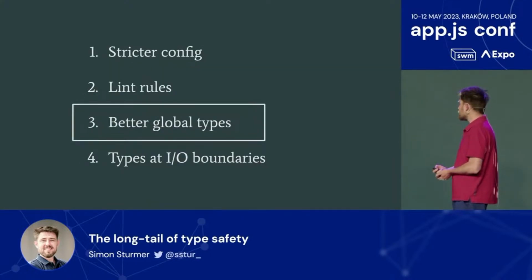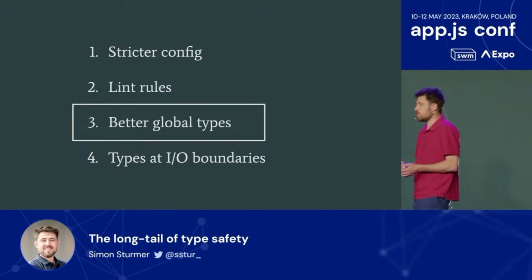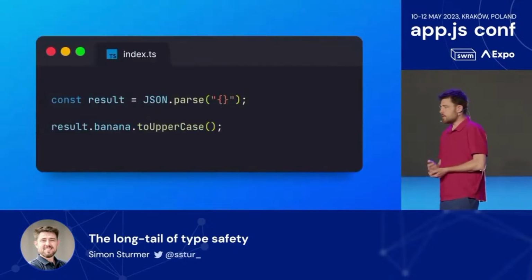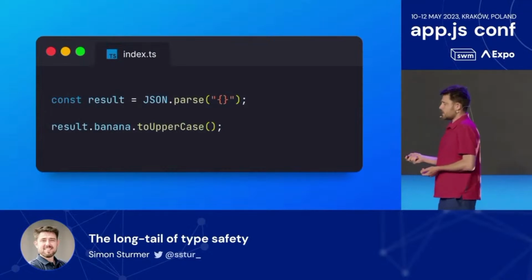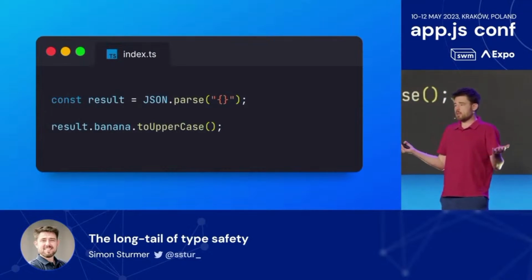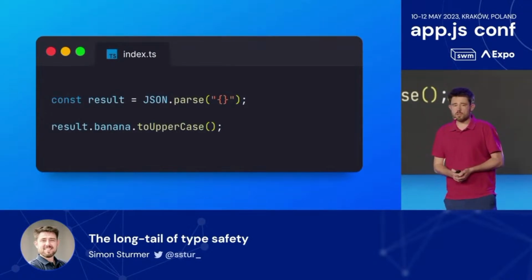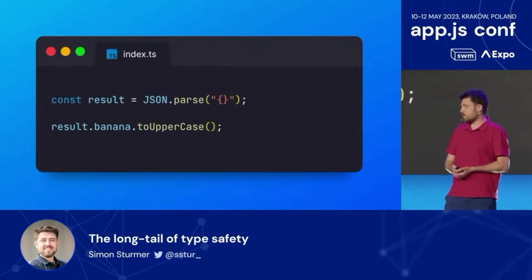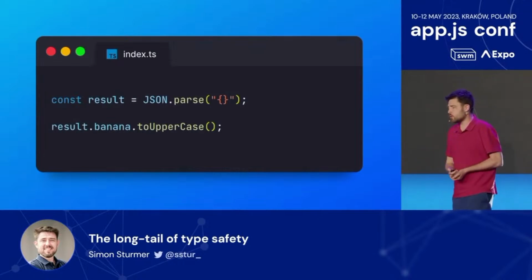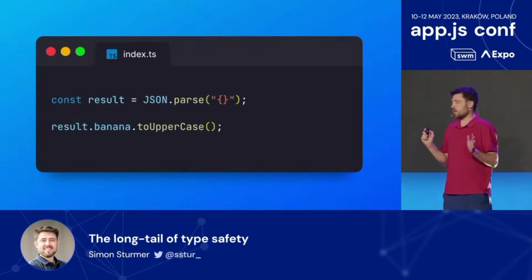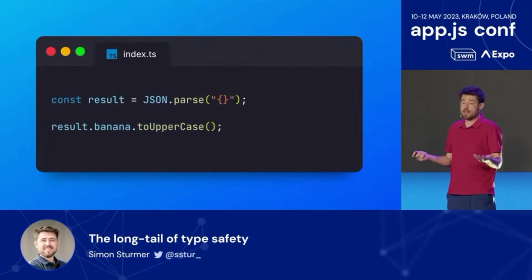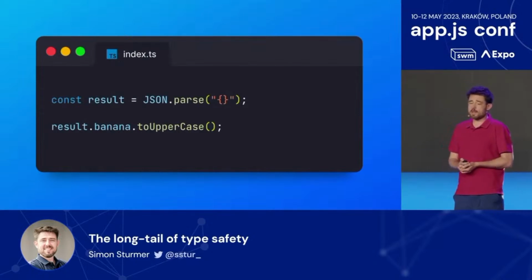So, okay, better global types. So this is interesting, I think. Typically, you'll see code like this, and TypeScript won't complain because TypeScript doesn't know what came out of JSON.parse, right? It has no idea. And we could try to tell it that, hey, this is an object of a particular shape, but out of the box, JSON.parse will return any. And as we learned, any is really not awesome.